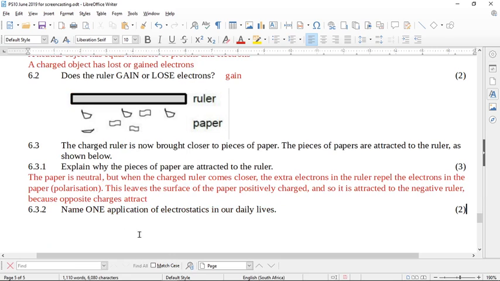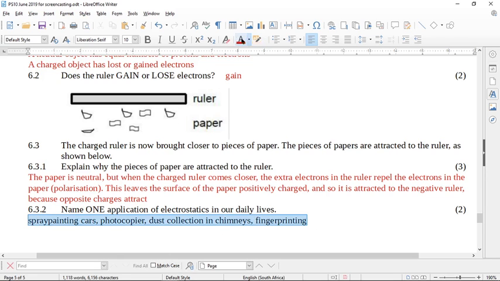And it says, name 1 application of electrostatics in our daily lives. I always like to use spray painting cars, okay, but there's also the photocopier, dust collection in chimneys, stuff like that. What else is there? The police fingerprinting. Any one of these will get you the mark, but I always put spray painting cars.